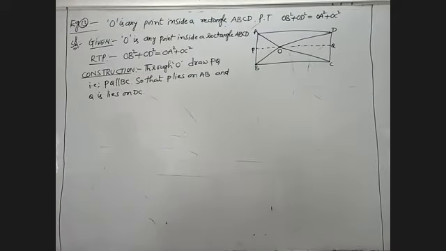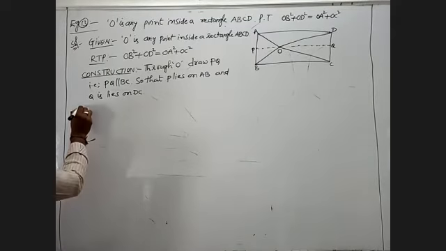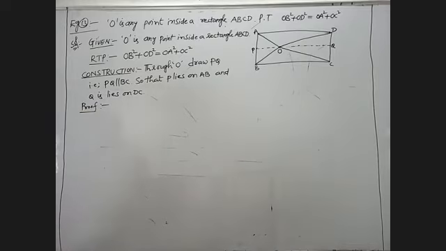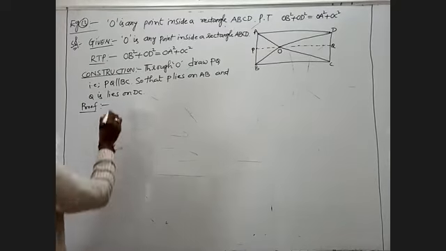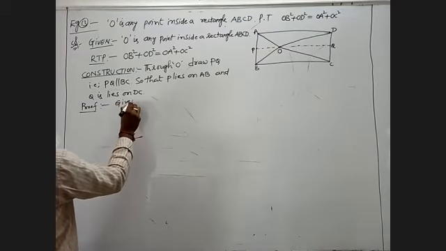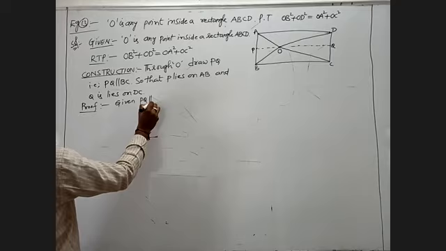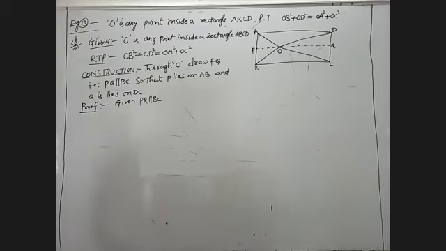After that, now I am going to the proof. Here, required to prove is PQ is parallel to BC. Here given PQ is parallel to BC. This is given. PQ is parallel to BC.